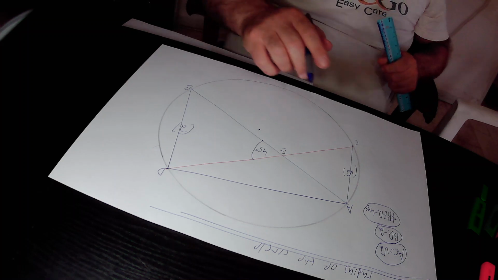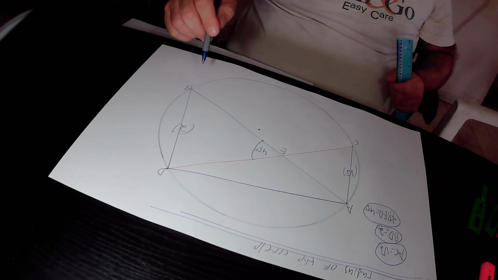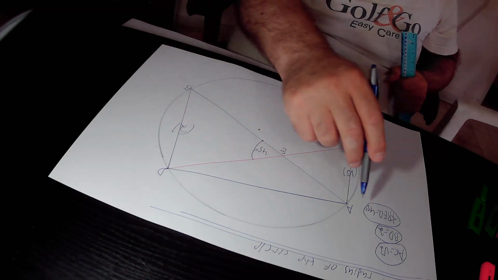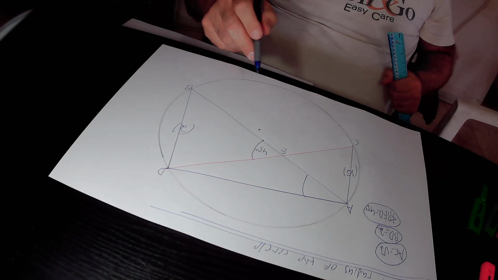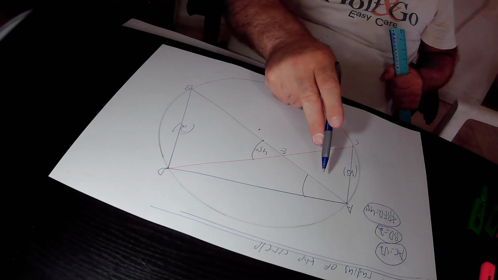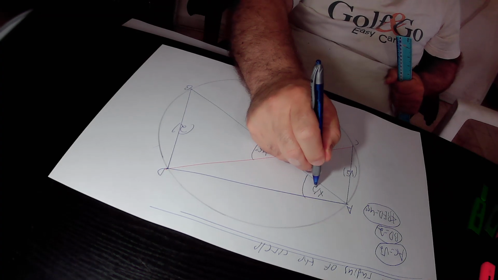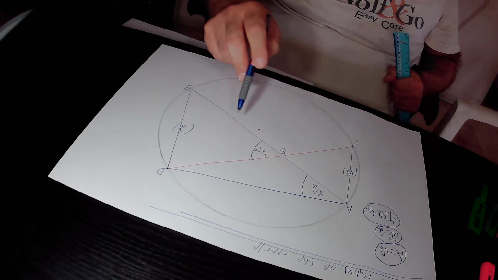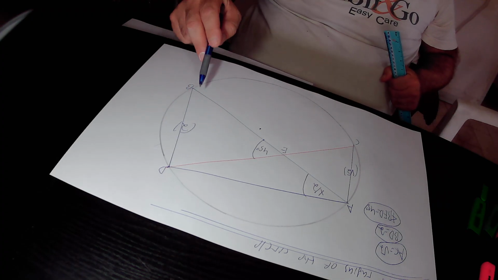By joining points A and D, we create peripheral angle DAB. We'll define the size of this peripheral angle DAB as x over 2. So peripheral angle DAB is subtended on chord DB.